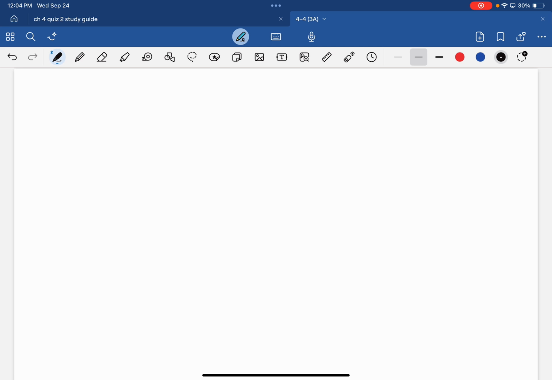Okay, next one, which will also appear in the quiz and your homework, is questions like these. If sine theta is greater than 0 and cosine theta is less than 0, then which quadrant is theta in?